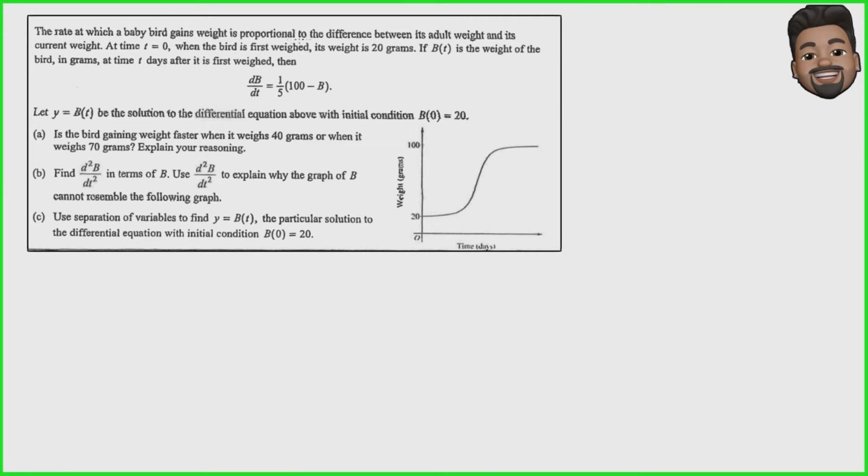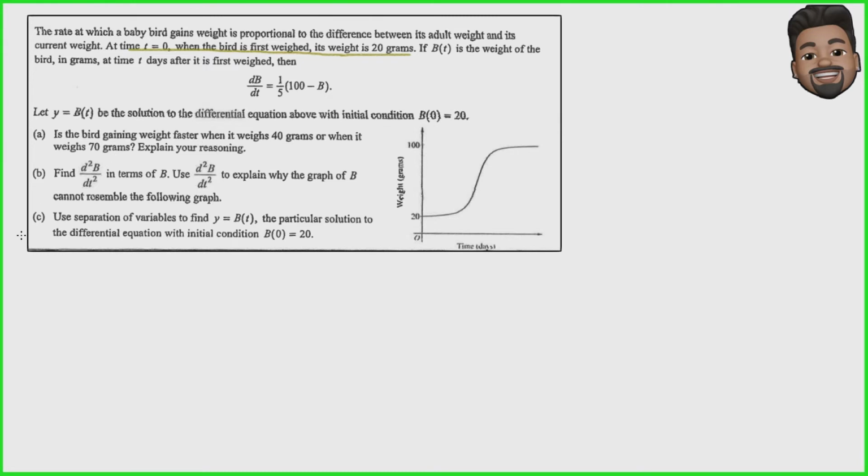So nonetheless, let's read the question. The rate at which a baby bird gains weight is proportional to the difference between its adult weight and its current weight. So they just tell us that this is the derivative right here. At t equals 0, when the baby is first weighed, it weighs 20 grams. So we have the initial condition. If B of t is the weight in grams and t is the days after its first weighing, then this is the function down below. Let y equal B of t be the solution with the initial condition.